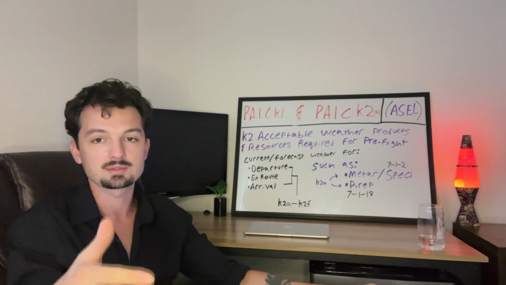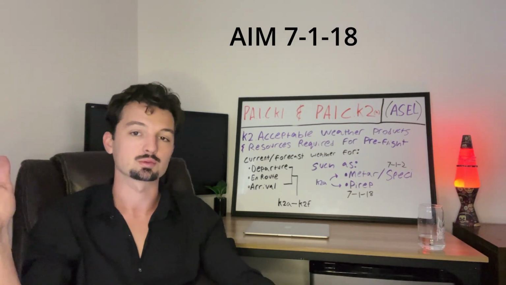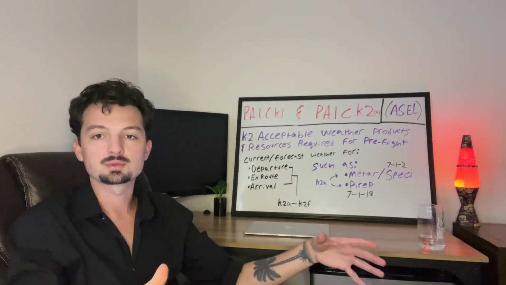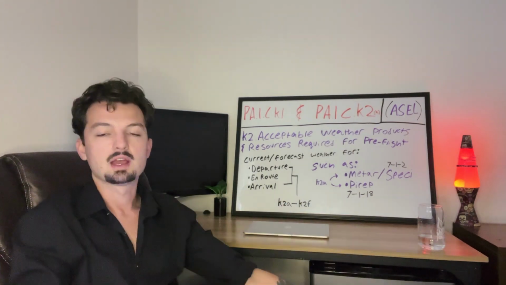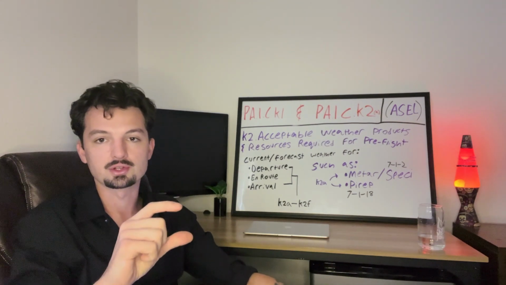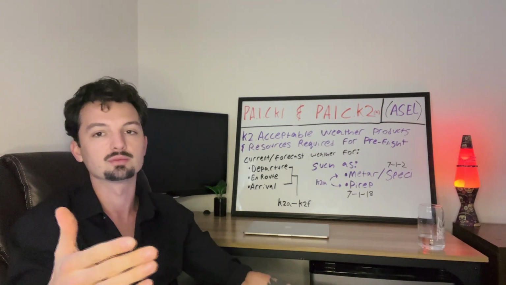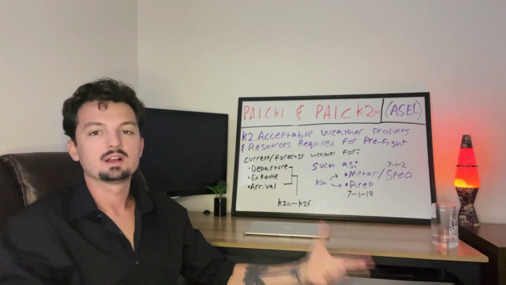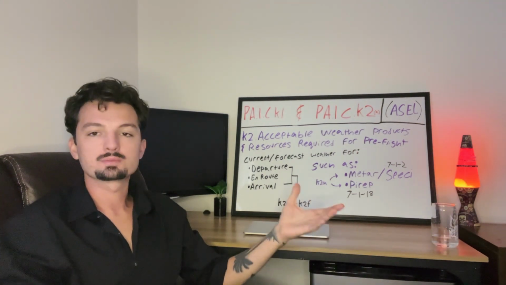So for PIREPs, you can check out AIM 7-1-18. That section tells you about PIREPs, why they're useful, who uses them, and it also gives you an element chart which shows you the different codes that are used in PIREPs, which is really, really helpful when you're learning how to decode them. How long is a PIREP valid for? Essentially, as long as the weather is persisting.